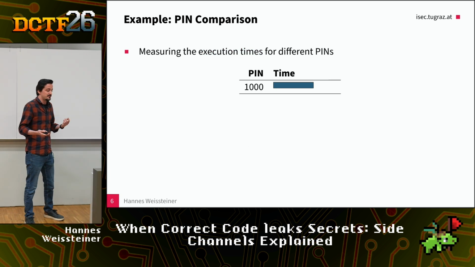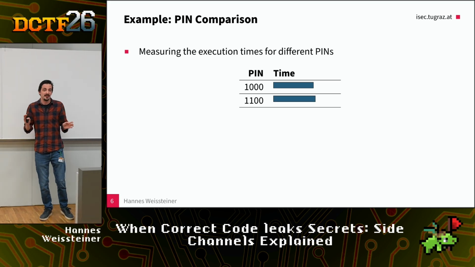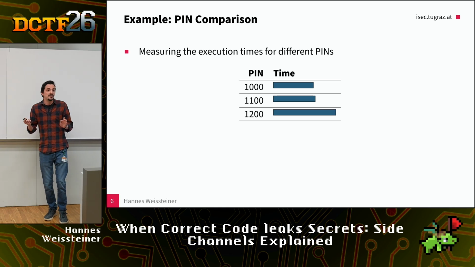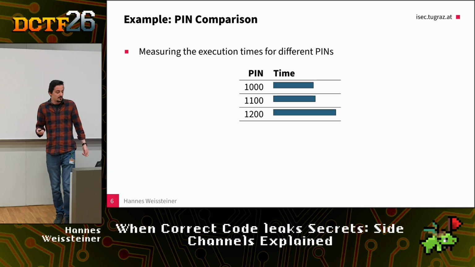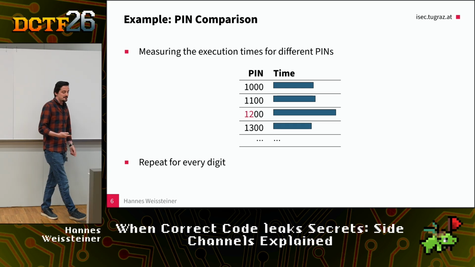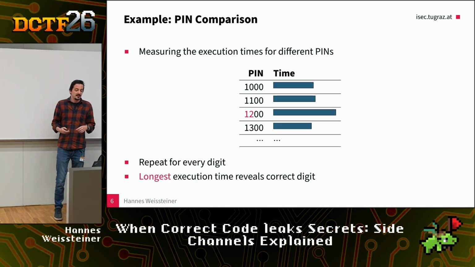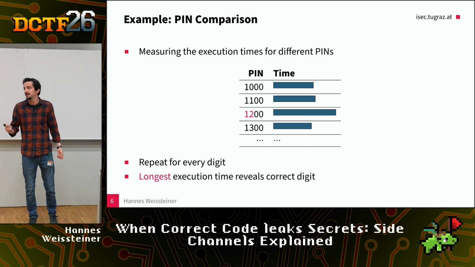We can do this again. The first digit, we know it now. This is going to be about the same length. These are not correct. When we hit the correct second digit, suddenly it's longer again. The other ones are shorter again, and we just repeat that digit by digit. And the longest execution time that we can get is the correct pin in the end.